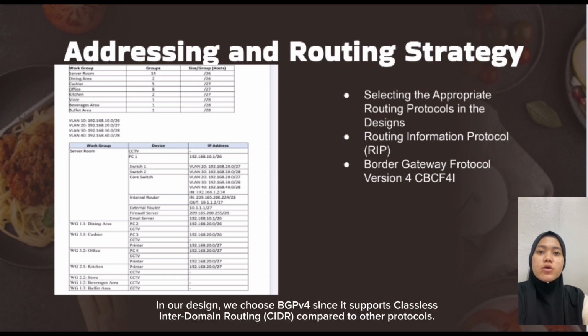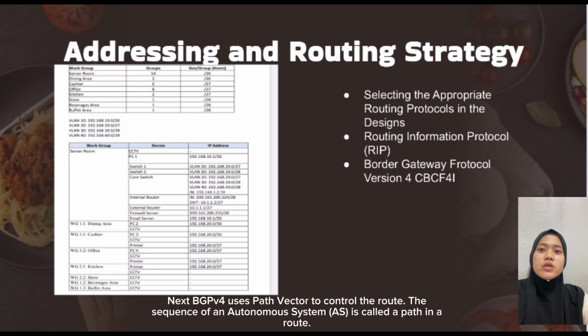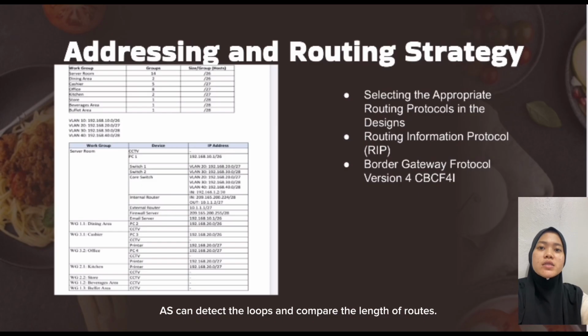In our design, we choose border gateway protocol version 4 since it supports classless interdomain routing. Compared to other protocols, border gateway protocol version 4 uses a TCP connection for router information exchange. This increases durability. If no error occurs, the connection will not be closed and permanently uses the same connection. Next, border gateway protocol version 4 uses a path vector to control the router. The sequence of autonomous systems is called a path or route, which can detect loops and compare the length of the route.